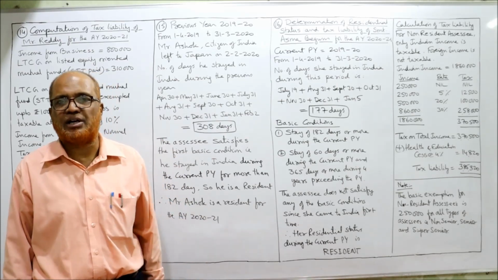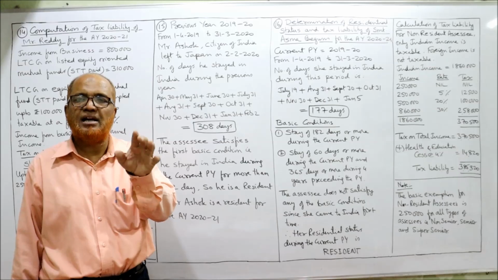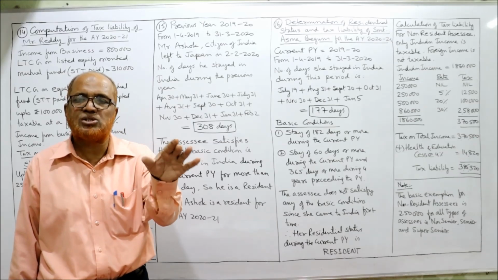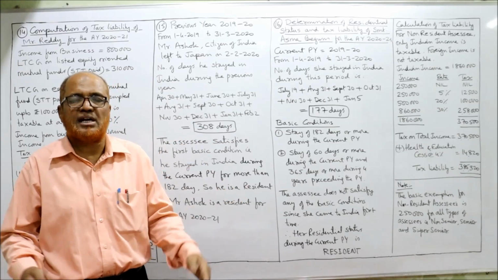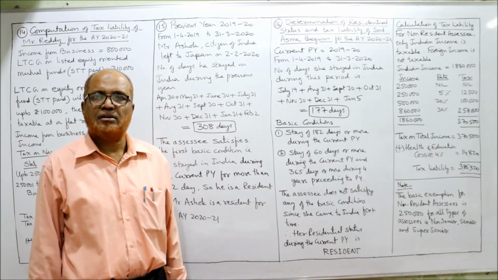Now we check the basic conditions. The first basic condition says she must stay in India for 182 days or more. She is not satisfying the first condition. The first condition is not satisfied.